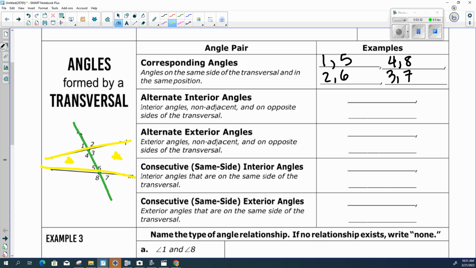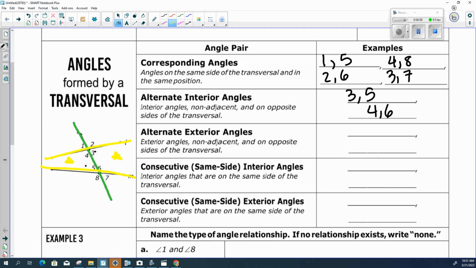So 3 and 4 are on opposite sides of the transversal, but they are adjacent, so that's not a good idea. I have to do non-adjacent, like 3 and 5, or 4 and 6. So once you go interior, inside my yellow lines, I've got those 4 angles. It's the ones that are not neighbors. They're on opposite sides of the transversal.